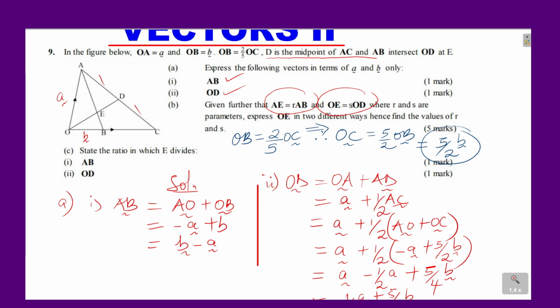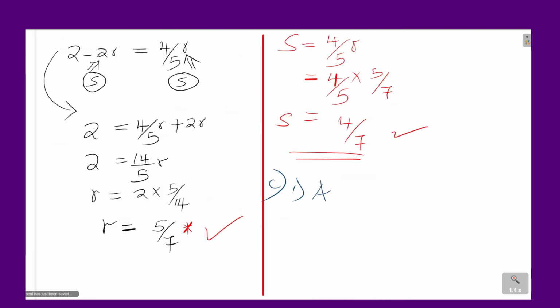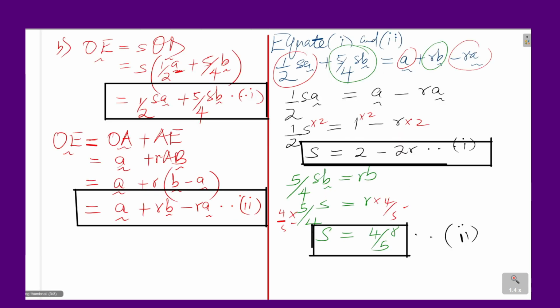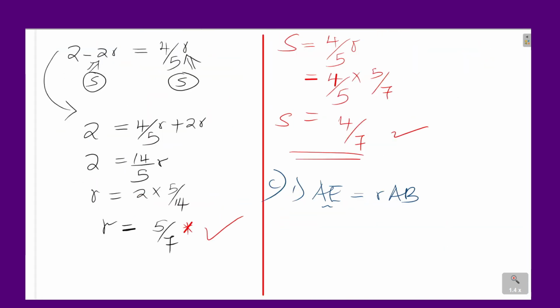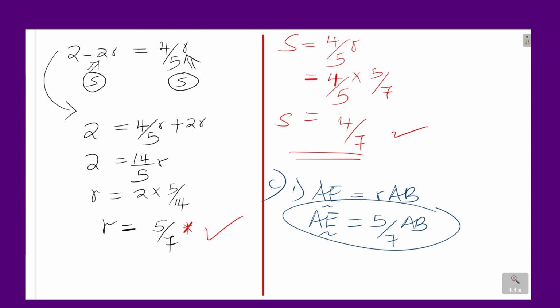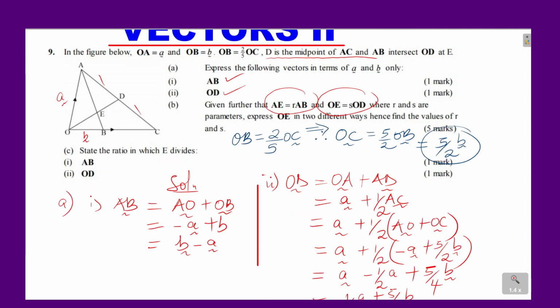Now there's something that is going to assist us here. This expression that we had here, AE is equals to RAB. That is going to help us because we have already obtained R. So AE is equals to R, R is 5 over 7 AB. So using this, we'll be able to know the ratio. AE is equals to 5 over 7 AB.